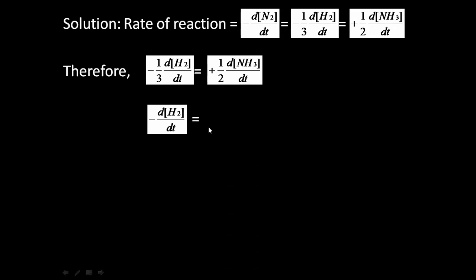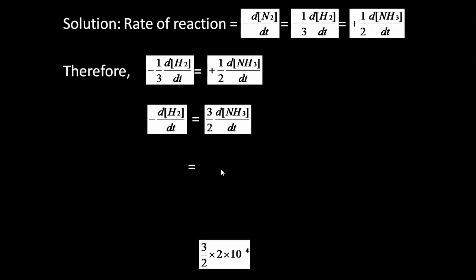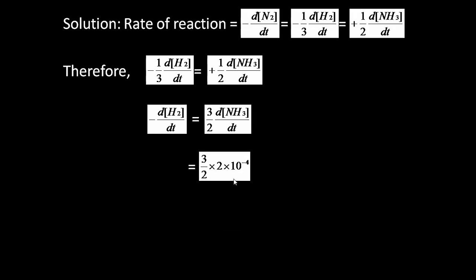So d[H2]/dt will be equal to, when the 3 comes to the numerator, 3/2 d[NH3]/dt. Now d[NH3]/dt is given to us, so it will be 3/2 times 2 × 10^-4. If I simplify this, the 2 and 2 go off. So it will be 3 × 10^-4 moles per liter per second. That is how such types of problems are solved.